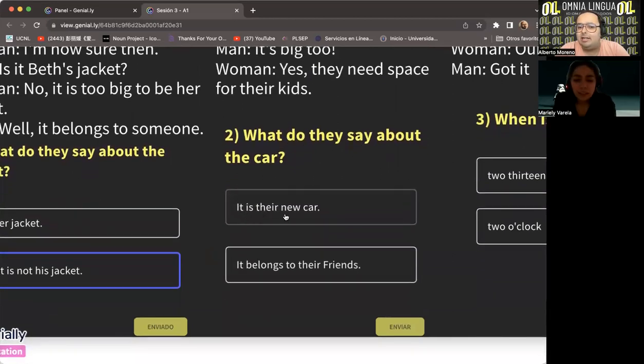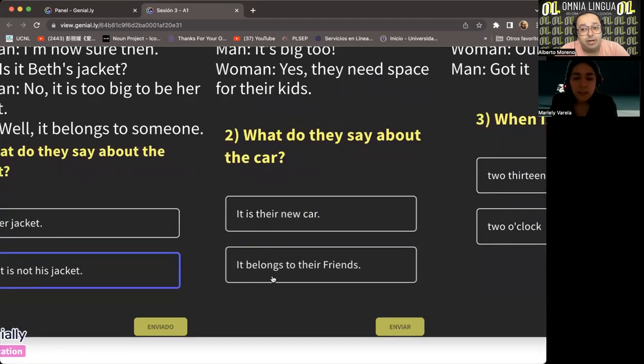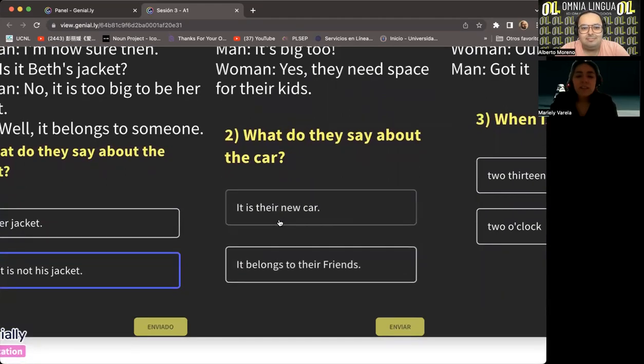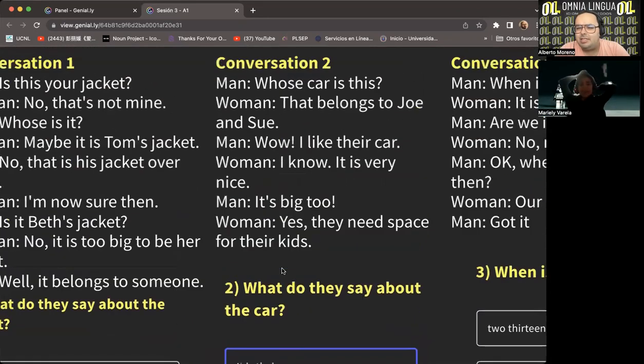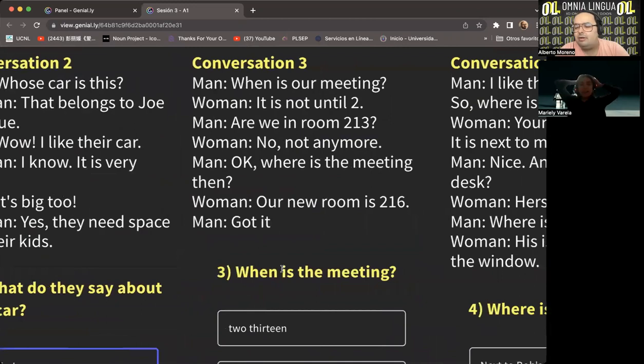Sorry, is it their new car or does it belong to their friends? It is their new car. Okay, let's see. No, it belongs to their friends. It could be the answer because it's new. The car is new, so don't feel bad.